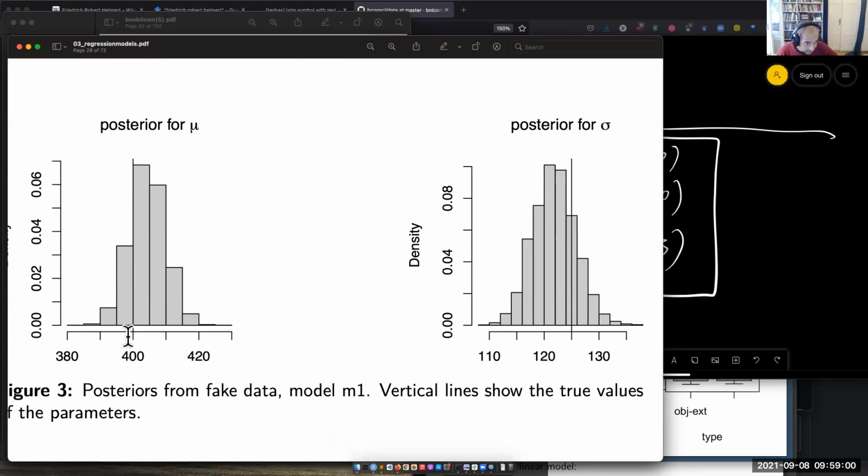And what I've done is I've plotted this vertical line. I don't know if you can see it. There's a vertical line here that represents the true mu, a vertical line here that represents the true sigma, right? And what you notice is that the posterior distribution is nicely centered around the true values. So this is telling me that the model is able to recover the true values of these parameters. If I were to actually know what the true values were, the model would discover these true values.